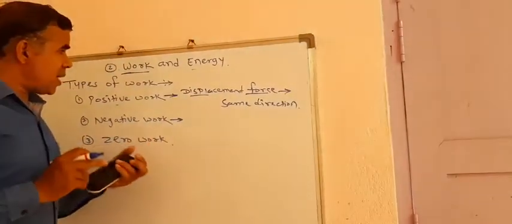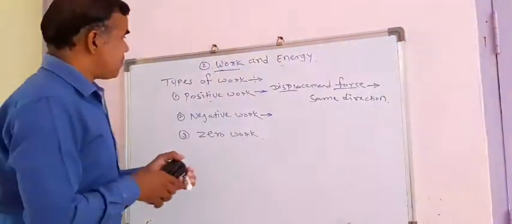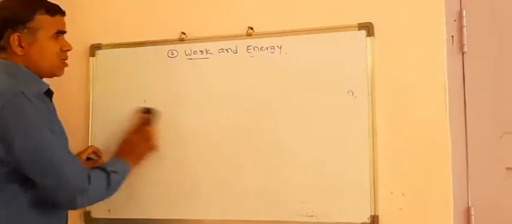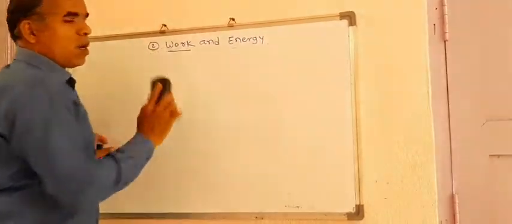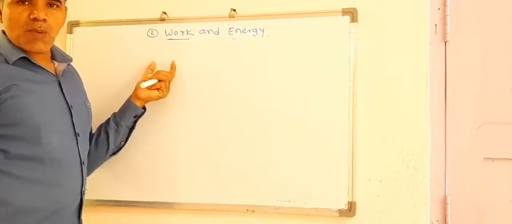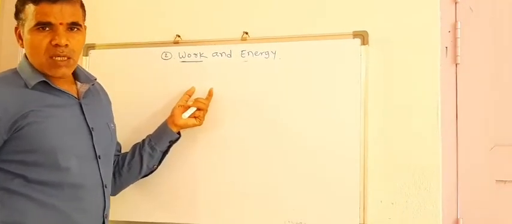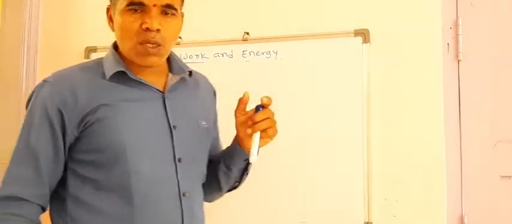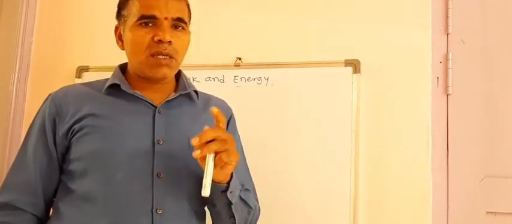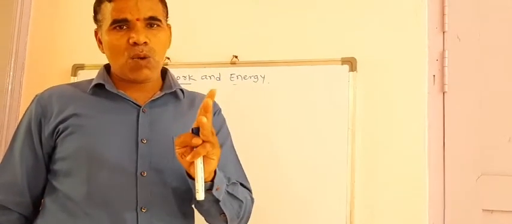Completing the types of work, the next point we have to study is energy. In this topic, first we have to understand work. The definition of work is the product of force and displacement: W = F × S. The SI unit of work is the joule and the CGS unit of work is the erg. There are three types of work: positive work, negative work and zero work.